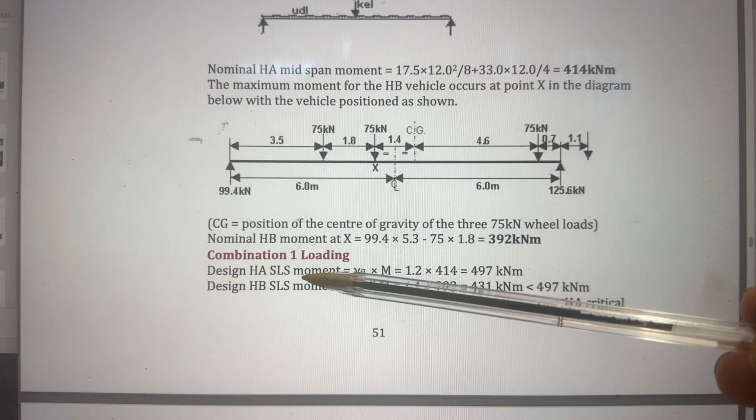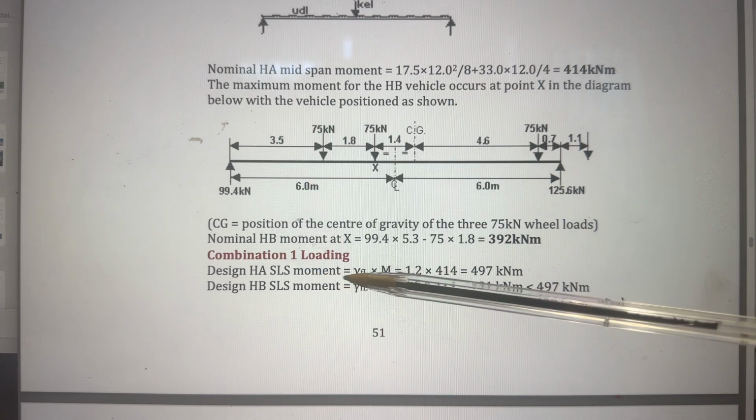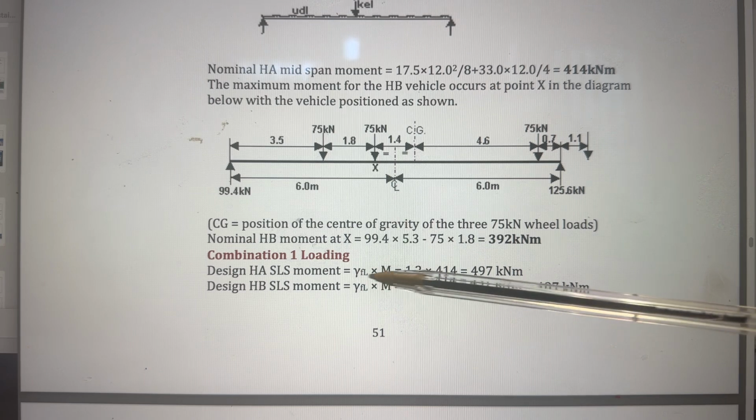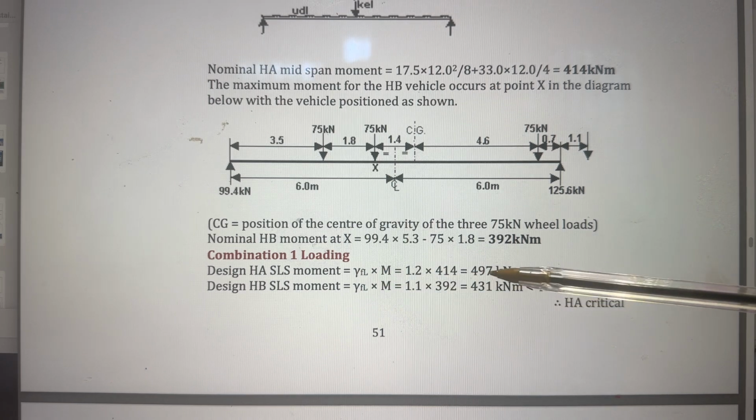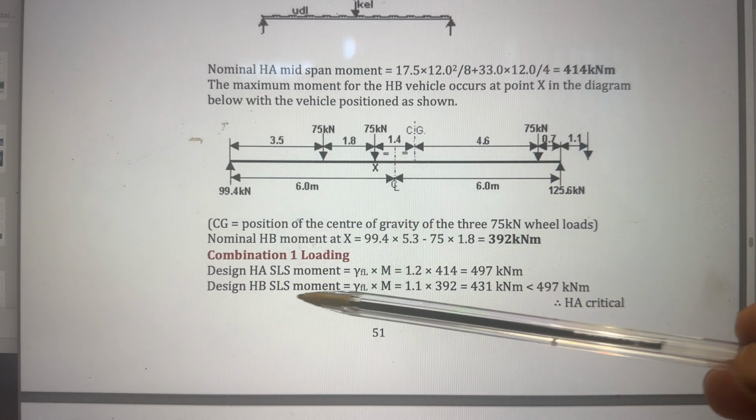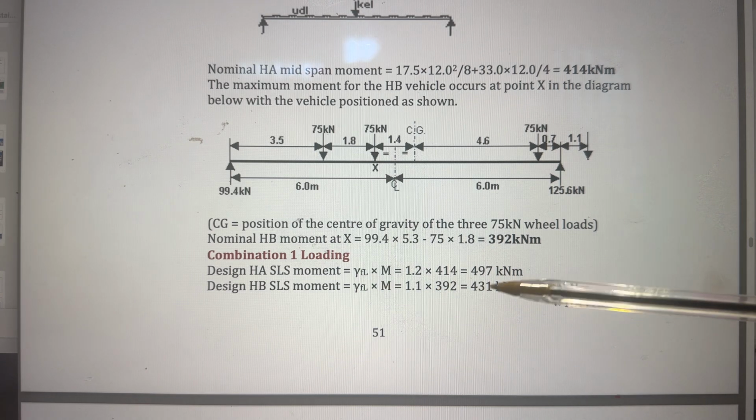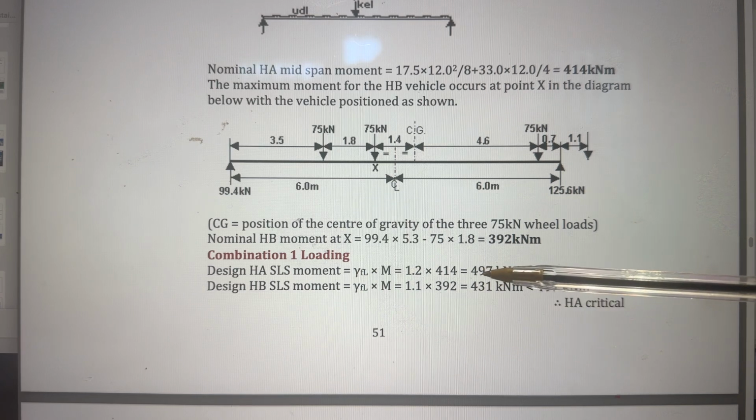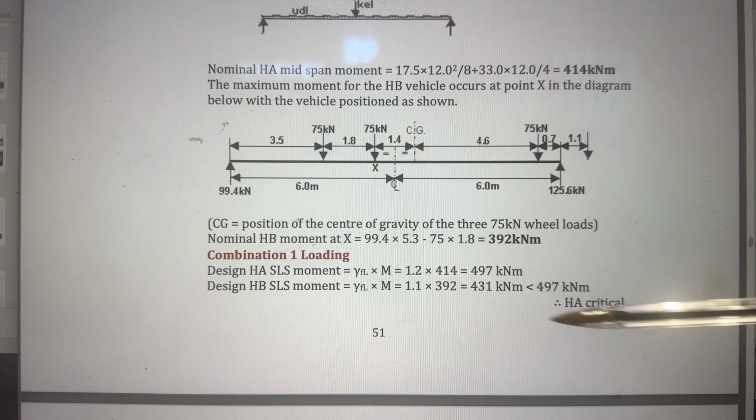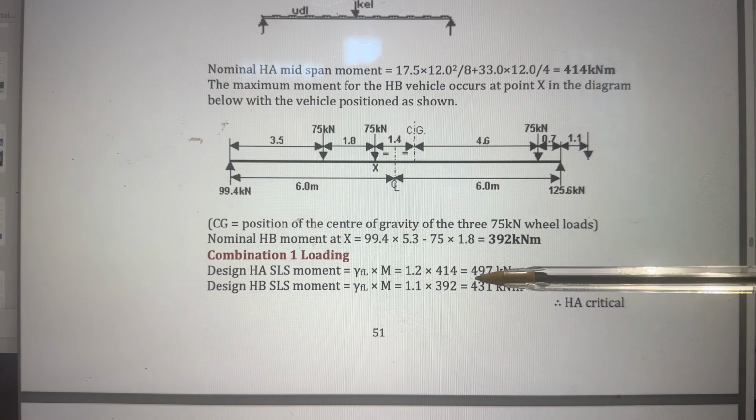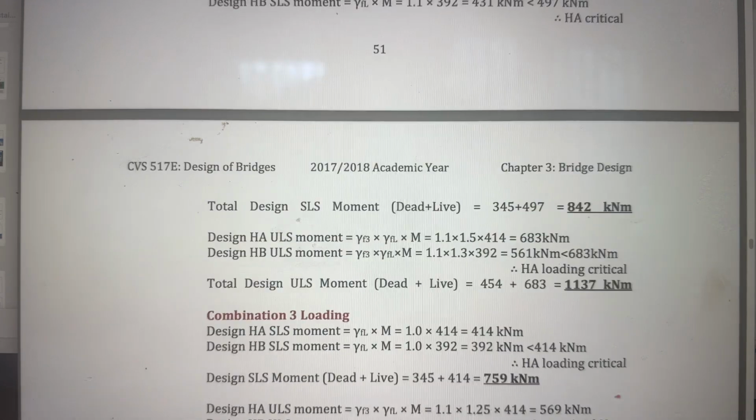HA loading under serviceability limit state combined with the factor of safety gives you 497. HB loading calculated with the factor of safety gives you 431, and you notice that 431 is less than 497. Therefore, the most critical live loading is HA loading.